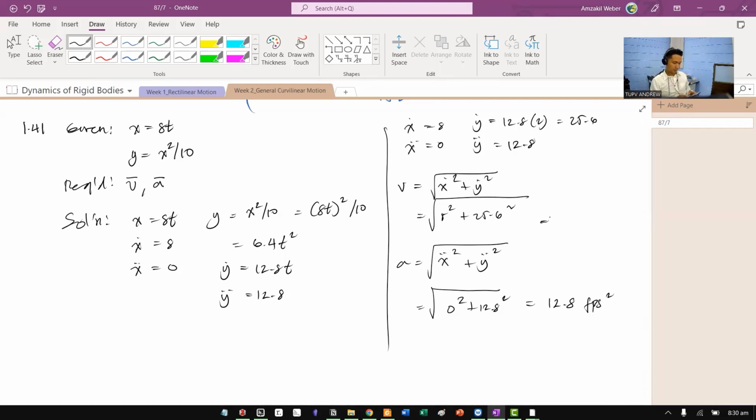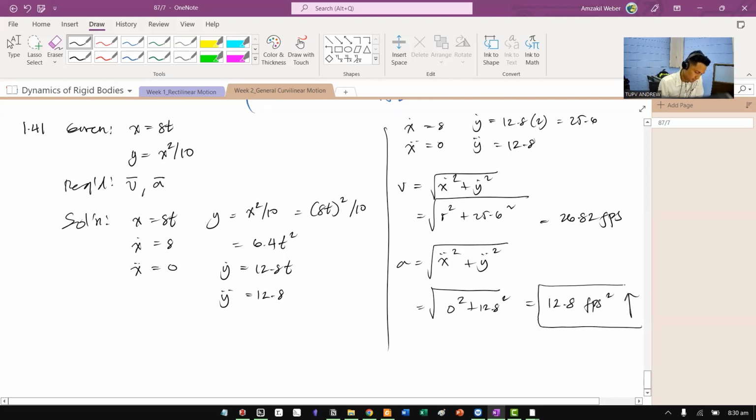Okay, so that would be 8 squared plus 9.6 squared, and the square root of that is 26.82 feet per second. Okay, so what's lacking is the direction. For acceleration, it is obvious, there is no x component, so the direction is just upward because it is positive. So this would be the final answer for acceleration: 0.8 feet per second squared going upward.